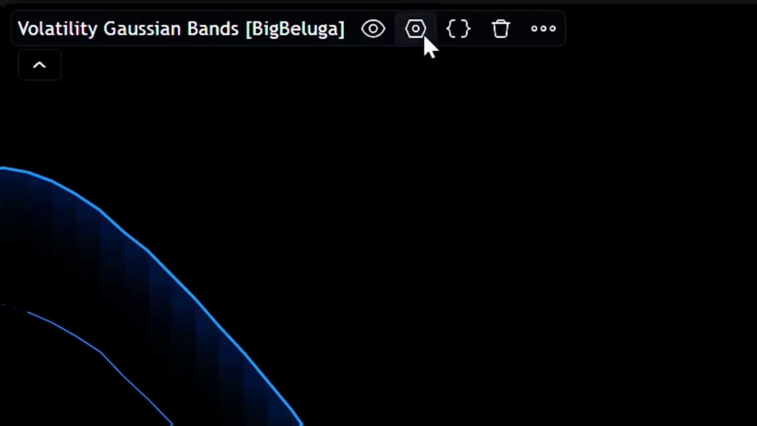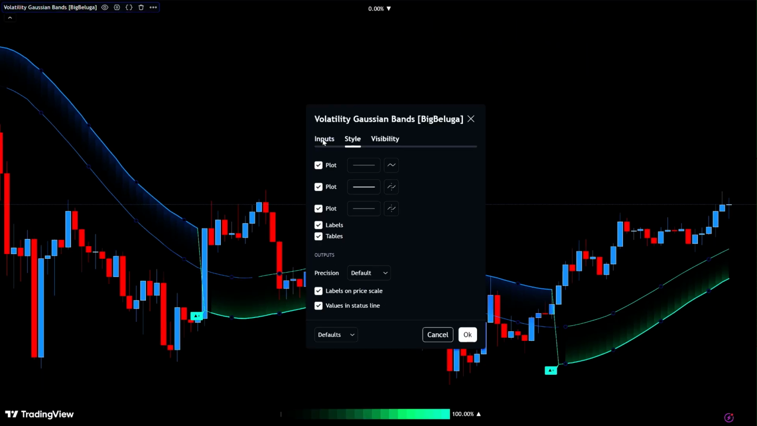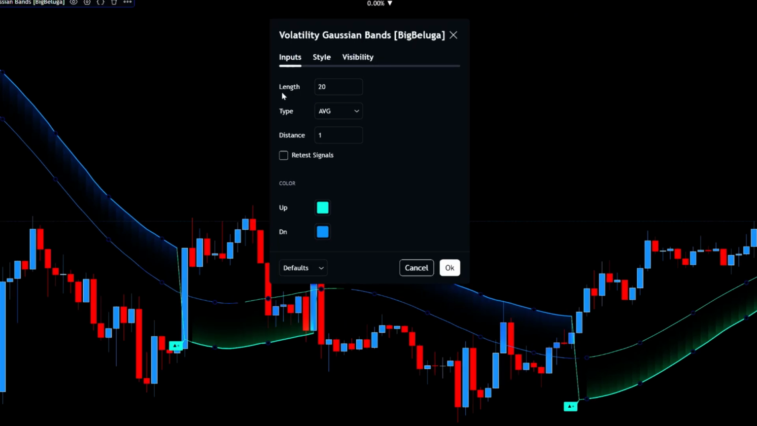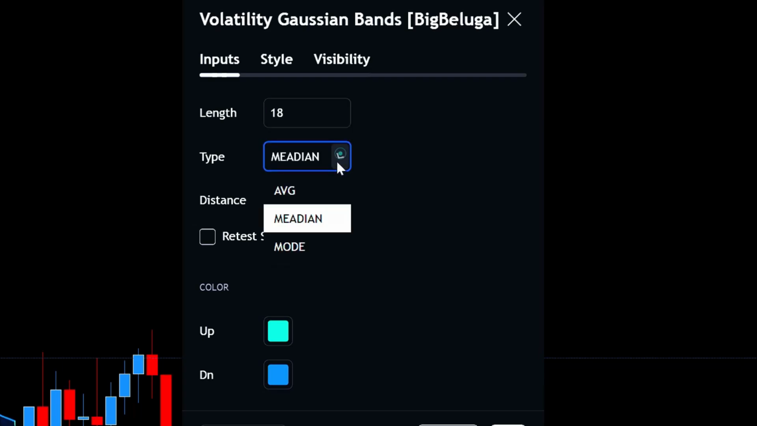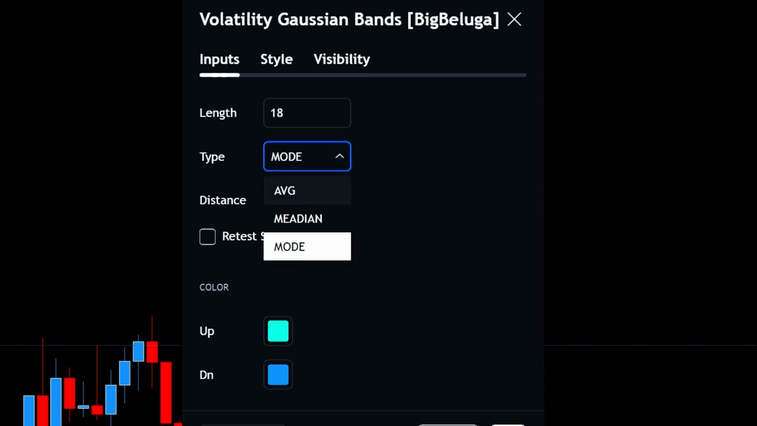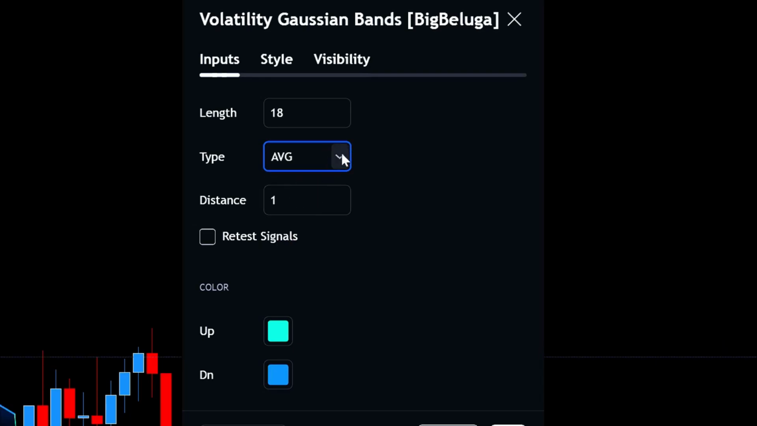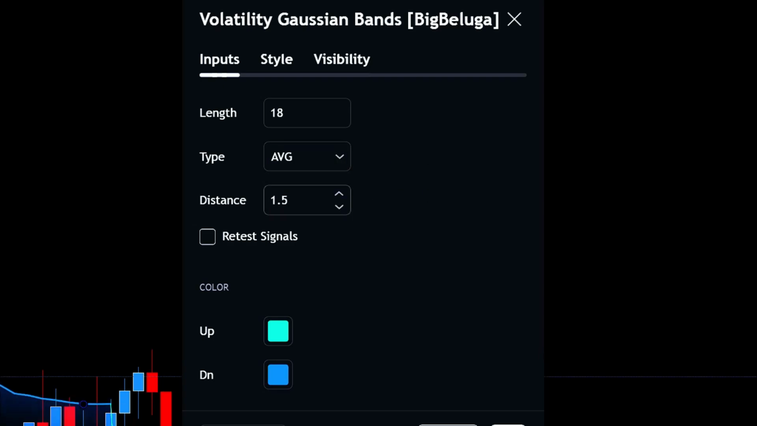Go into the input section of the indicator settings. First thing, change the length to 18. Then for the type, you'll see some options like average, median, and mode. We're going with average for this strategy. Finally, adjust the distance option to 1.5. Boom, that's it. No other changes needed.